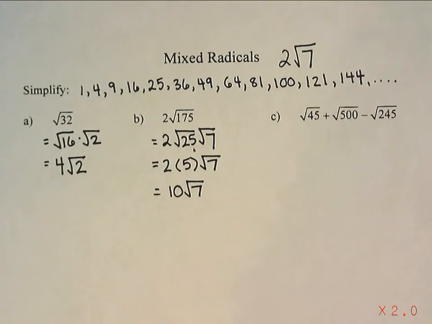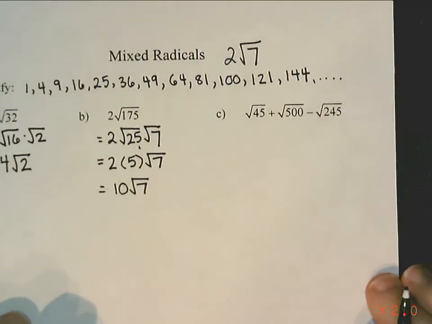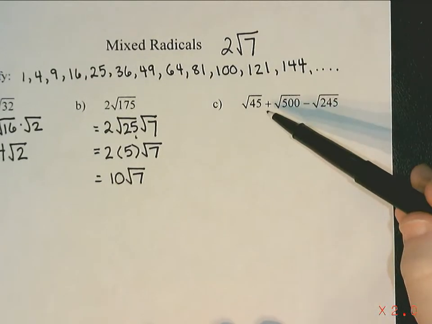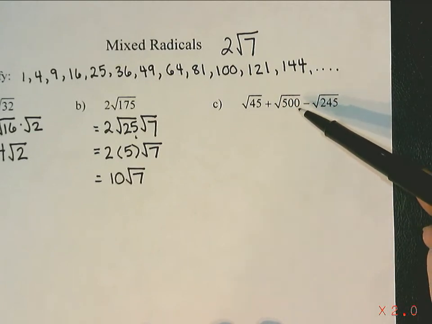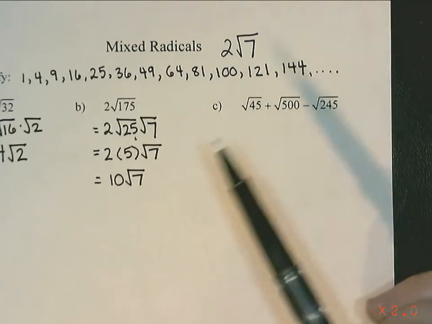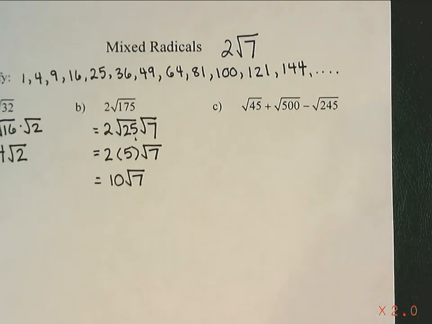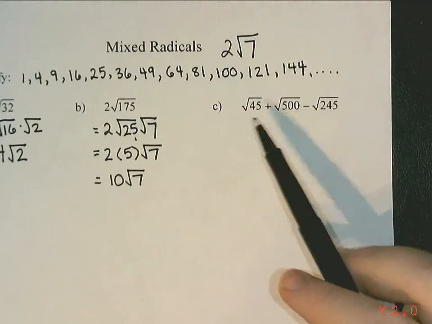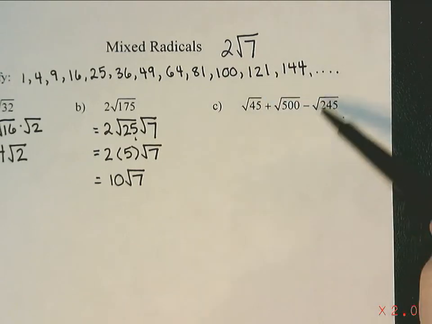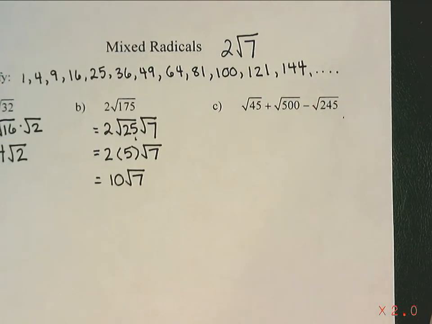Now why would I want to do this? That's the big question of the day. It is going to help us with the quadratic formula, but we're going to try one more question here to see if we can find a reason why I might want to use mixed radicals. I have the square root of 45 plus the square root of 500 minus the square root of 245. And we've talked about the fact that in order to add and subtract, you need to have the same numbers under the square root. And right now, these do not have the same numbers under the square root. So what I'm going to do is see if I write them as mixed radicals, whether I end up with the same number under the square root.